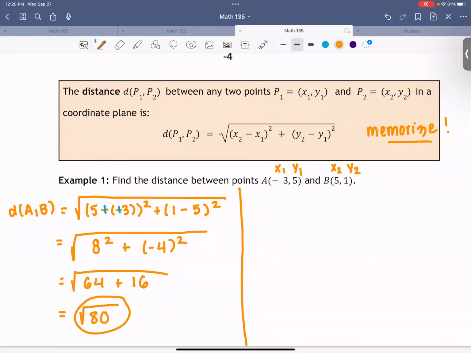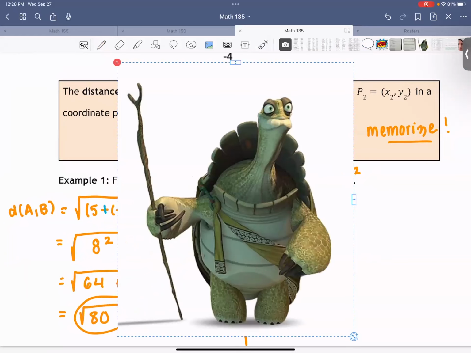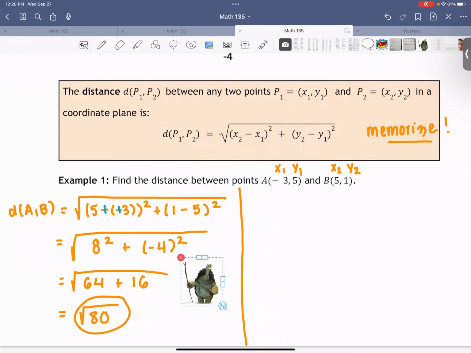One of my kids told me that if you square a negative number and get a negative number, Master Oogway will find you and punish you. So that's why I literally have a picture of Master Oogway here, so he can go and watch. Okay. All right. I don't know. That just cracked me up.